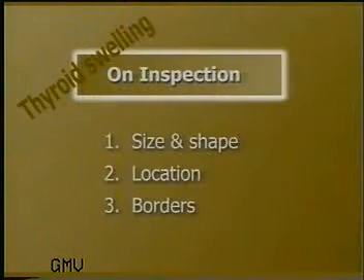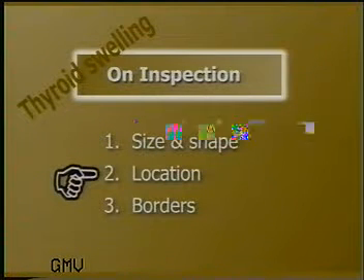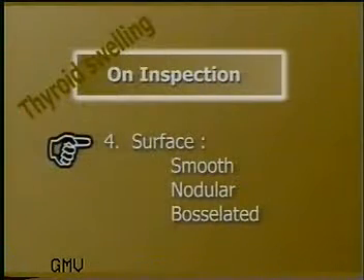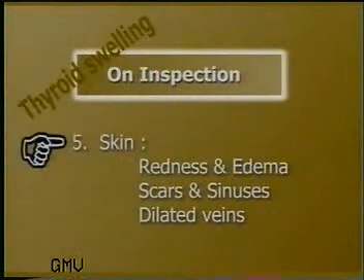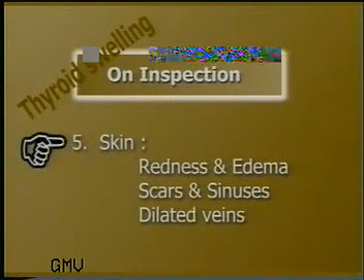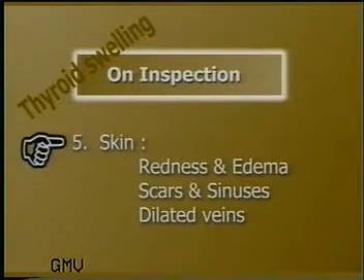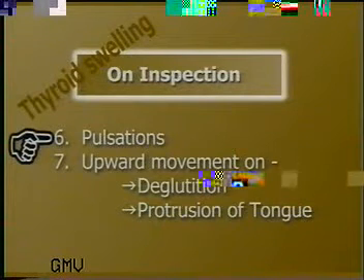To revise, on inspection, first note the size and shape of the swelling, its location, and its borders in relation to the sternomastoid and the suprasternal notch. Then inspect the surface, whether smooth, nodular, or bossellated. Then inspect the skin over the swelling for redness and edema, scars and sinuses, and dilated veins. Look for any visible pulsations in the swelling.